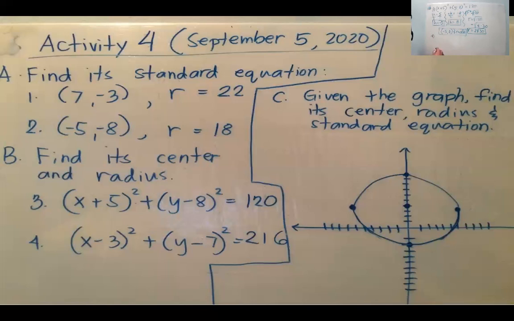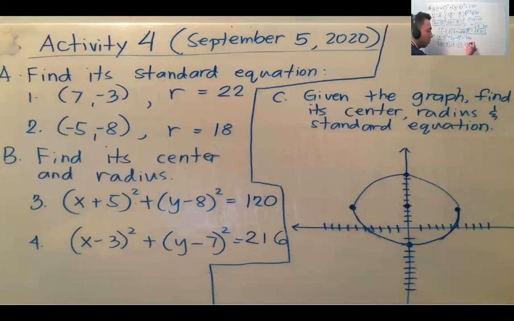Number 4 tayo, we have x minus 3 squared plus y minus 7 squared equals 216. 216. Ayan. 7 to ha? Okay, we will do the shortcut way. Shortcut way, ang h natin, kapag negative, magiging positive. Diba? Dali lang. Negative, magiging positive. This is not the problem.